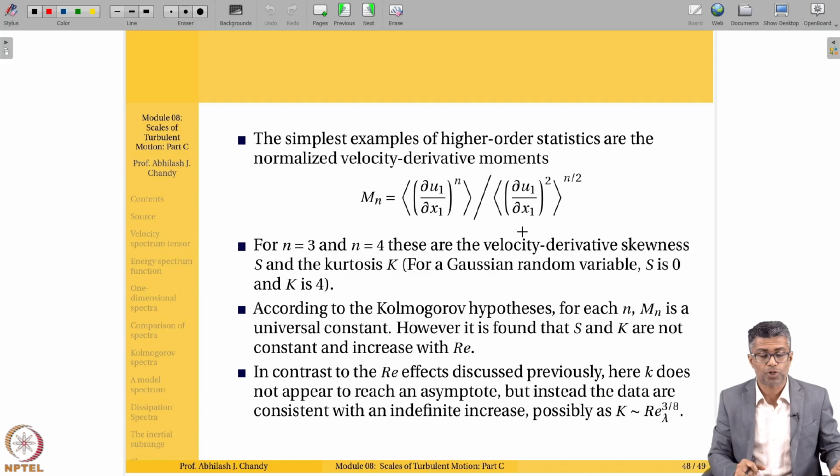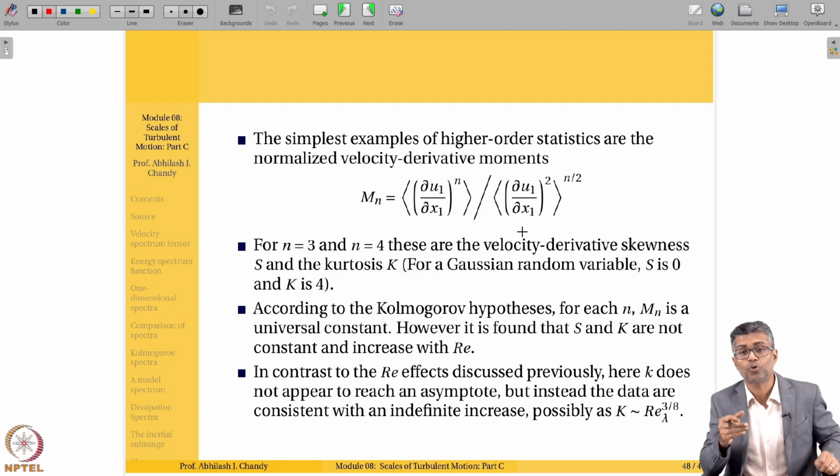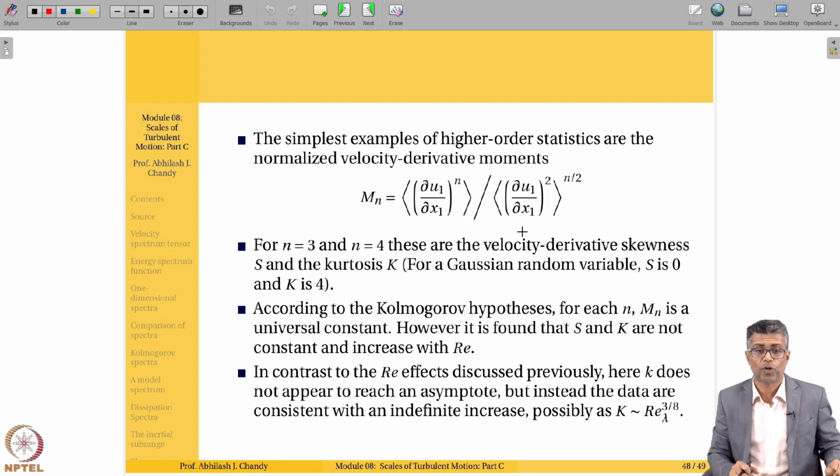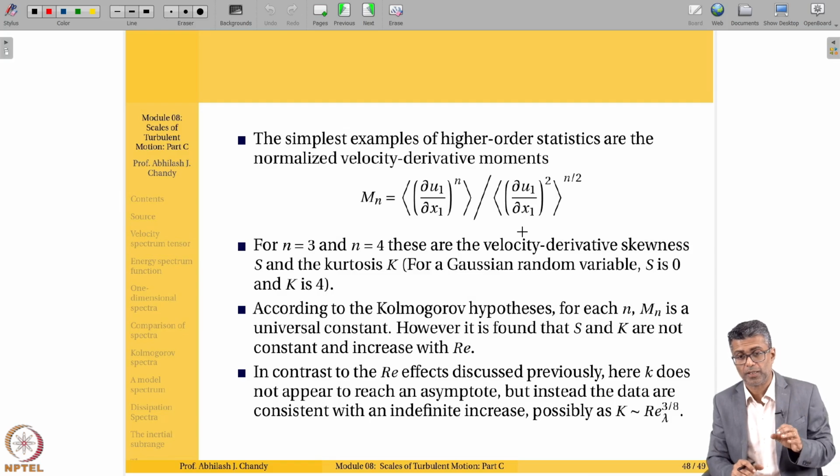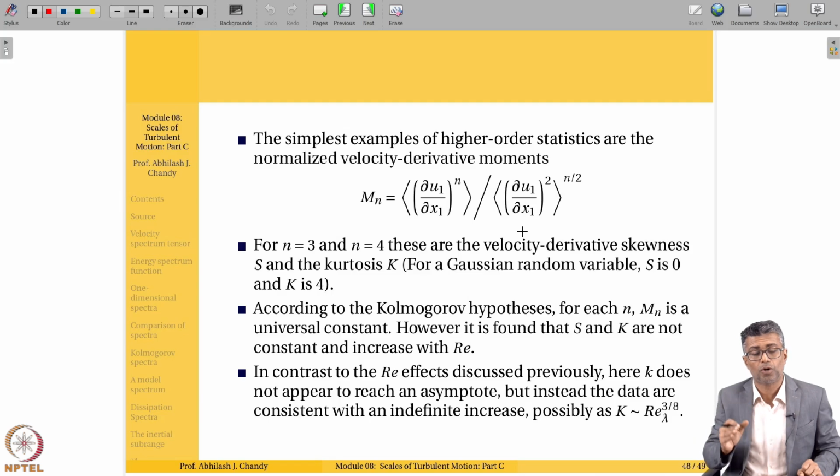For a Gaussian distribution, for instance, this skewness and kurtosis have fixed values. For a Gaussian random variable, the skewness is 0 and the kurtosis is 4. How close to 4 do you get when you do the velocity derivative kurtosis for a turbulent flow? Definitely it's not going to be 4 because the turbulent flow is not Gaussian. Now, according to the Kolmogorov hypothesis, we did not cover that a lot, but Mn is a universal constant. Even the third order moments and the fourth order moments would be the same.